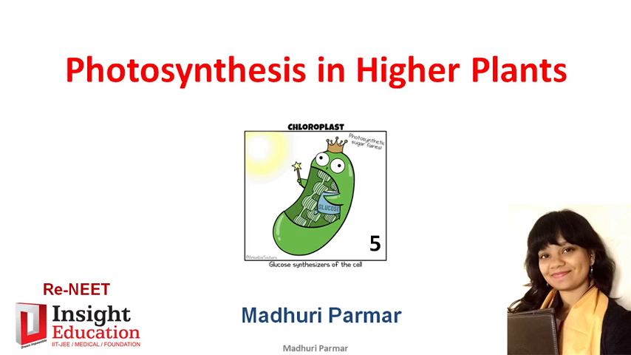In photophosphorylation, we also saw two types, cyclic and non-cyclic. Cyclic produces ATP only and non-cyclic produces ATP as well as NADPH. We also saw the chemiosmotic hypothesis, which showed how ATP is exactly synthesized. It is synthesized by producing a proton gradient.